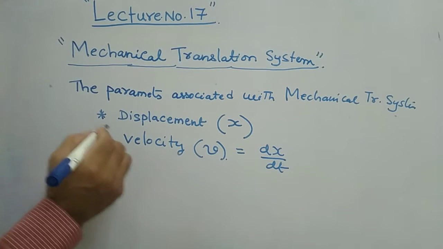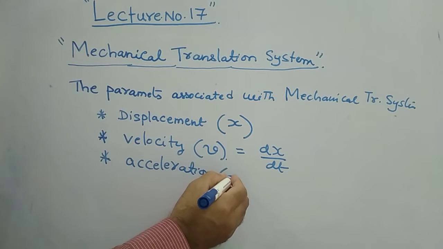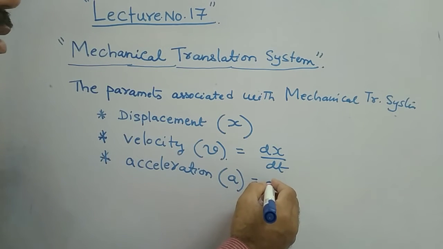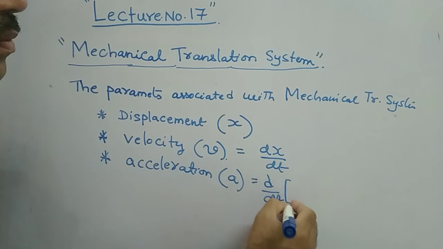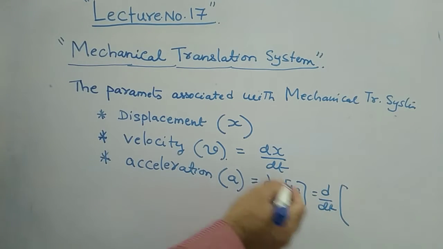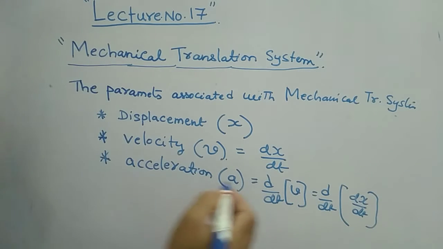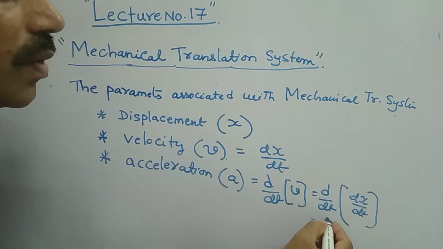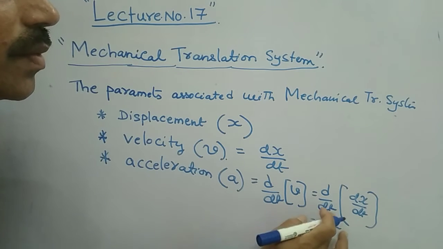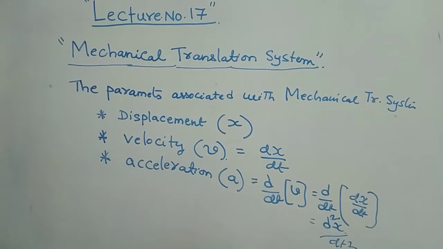And the third parameter is acceleration, represented by a. This is d by dt of v, which implies d by dt of, what is v? v is dx by dt. And finally, what is this? d square x by dt square. That's your acceleration.